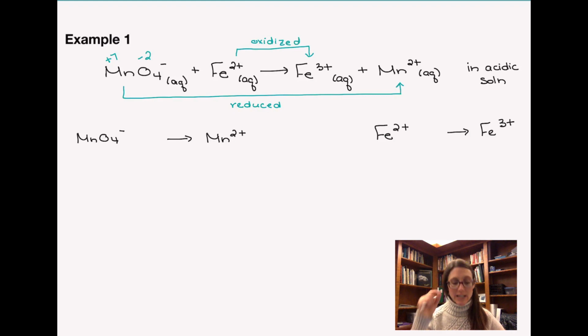We're now going to balance each half reaction. So you start by balancing elements other than oxygen and hydrogen. In this case, for the manganese equation, just manganese. One on each side, it's balanced. Then, for this same equation, we're going to balance the oxygens. There are 4 oxygens on the left and none on the right. So we're going to remedy that situation by adding 4 waters.